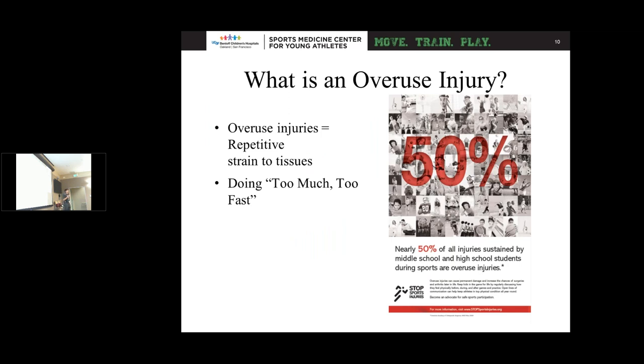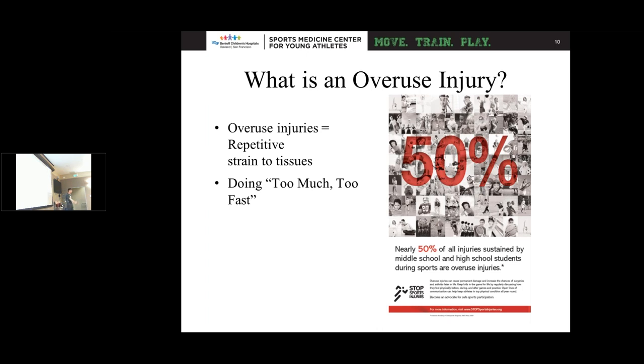Now, there are some injuries in basketball that you can't really do anything about. If you jump up and you land on somebody's foot, it's pretty hard to prevent that. Right? Or if you're standing there and someone just runs into your knee, you can't really do anything about it. It doesn't matter how much work you do. It's pretty hard to prevent that injury. But that's only 50% of injuries. The other 50% are overuse injuries.